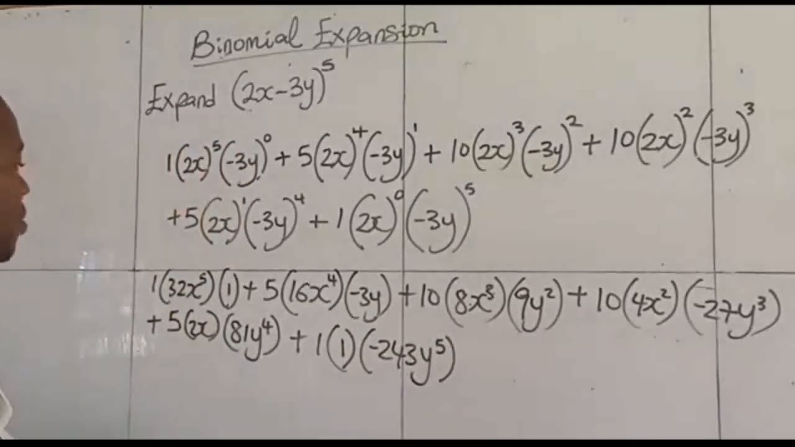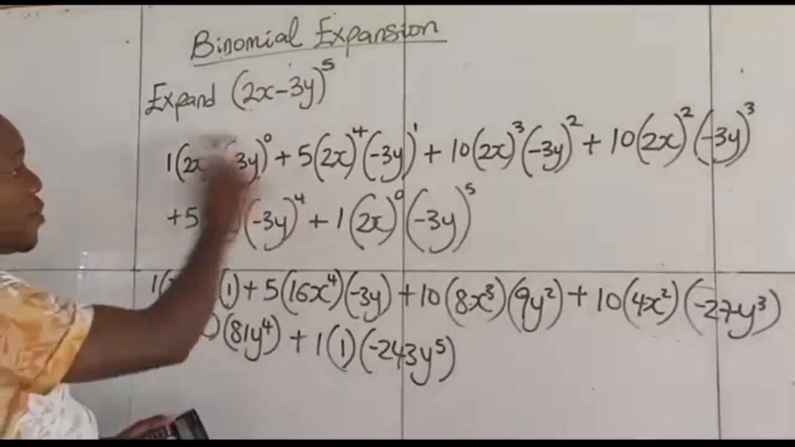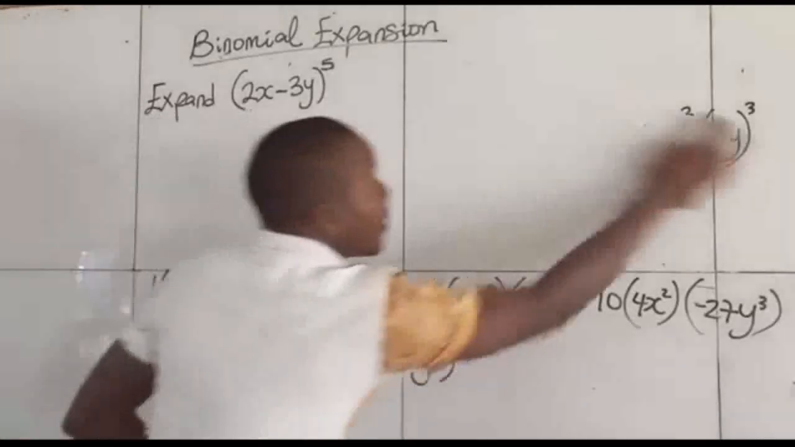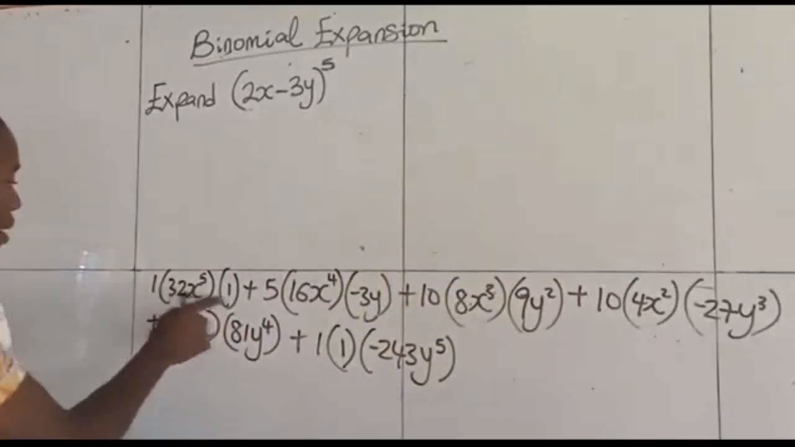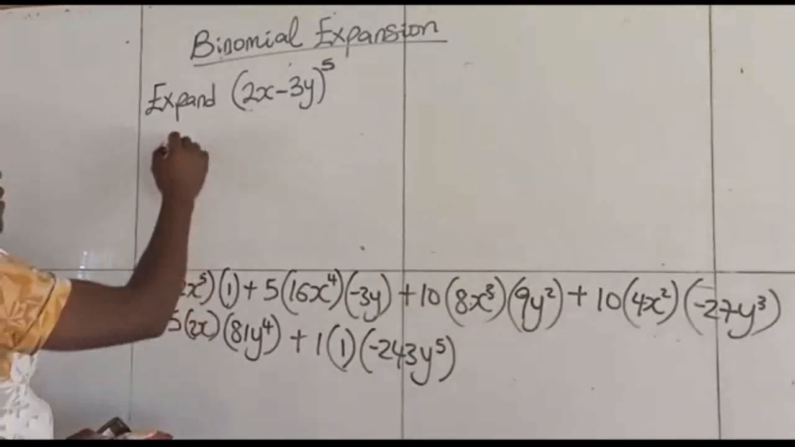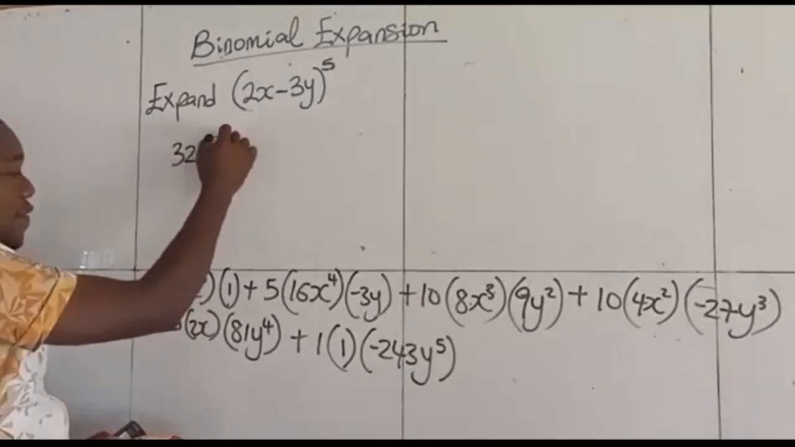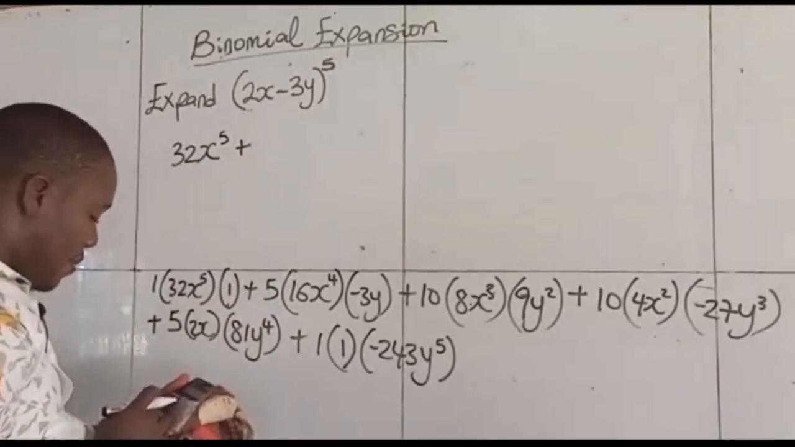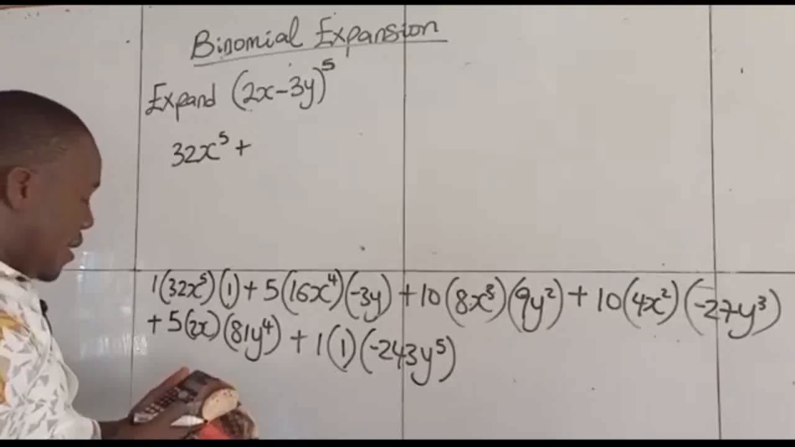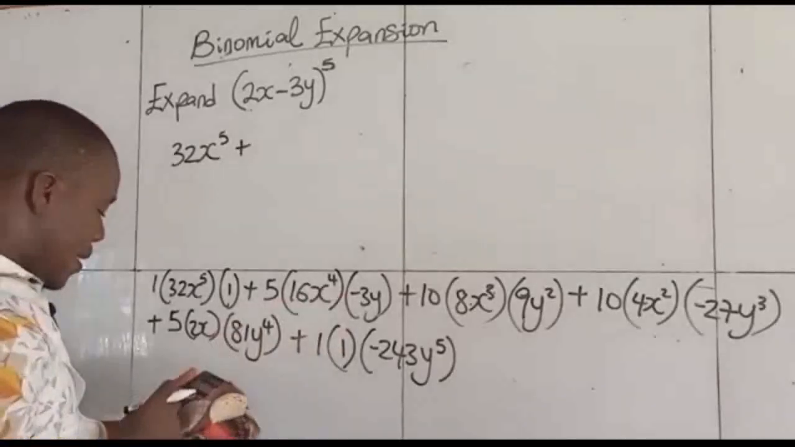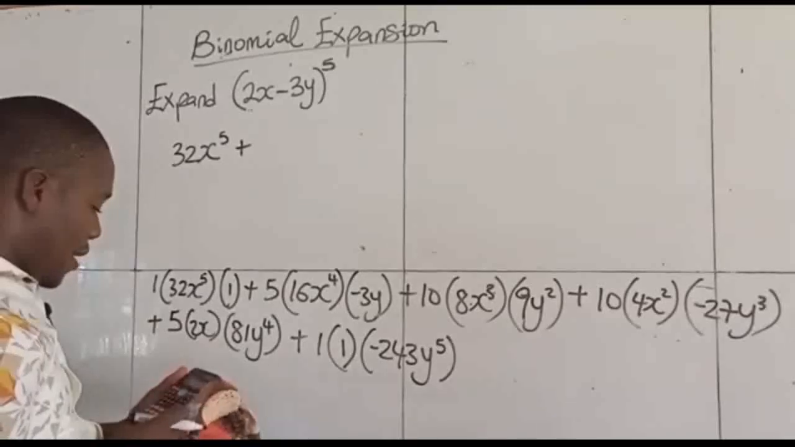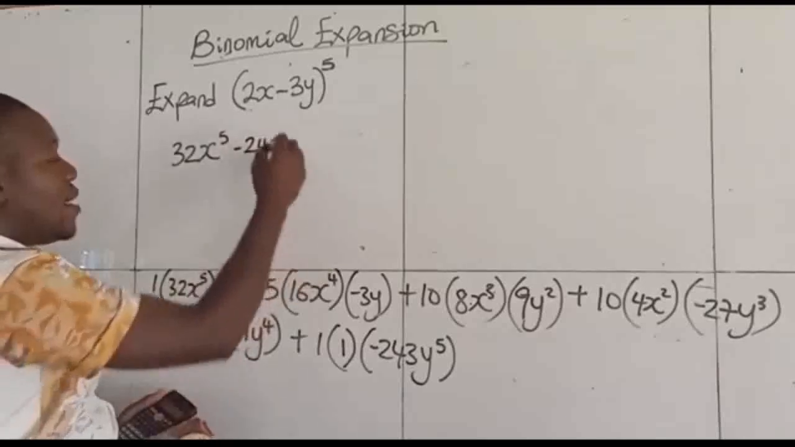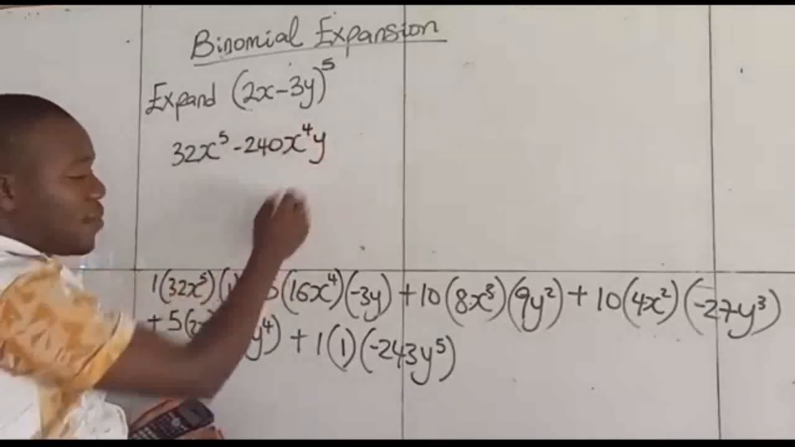So we can continue the expansion. So forgive me, I'm going to clean off here. So when I clean off here, I have 1 times 1 is 1, 32, and x raised to the power 5. We're done with this. Plus 5 times 16. 5 times 16 is 80. 80 times 3 is 240, I think. Yeah, 240. So plus and minus, minus. So minus 240 x to the power of 4, and then y.